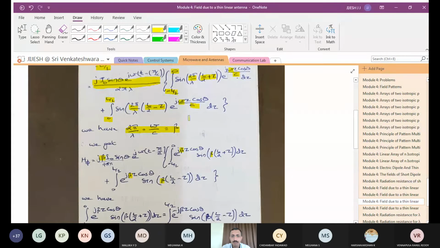So all this beta you have replaced wherever 2 pi by lambda or omega by c was there. You can see that the equation will be e to the power of j beta z cos theta into sine beta L by 2 plus z dz, plus integral from 0 to L by 2 of e to the power of j beta z cos theta sine of beta L by 2 minus z dz. So this is what you get as H5. You can make a note of these equations.